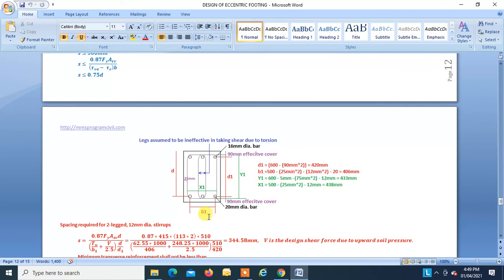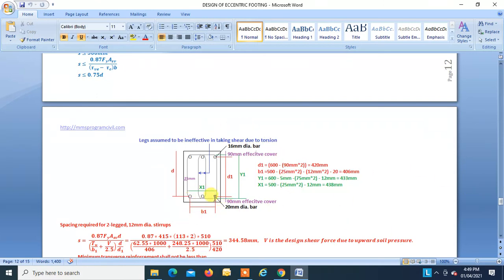What is b1? B1 is the horizontal distance between the center to center of the corner bars. D1 is the vertical distance between center to center of the corner bars. X1 is the horizontal distance between the center to center of the vertical legs of stirrups. Y1 is the vertical distance between the center to center of the horizontal legs of the stirrups. That is what I have found over here. All the details I have shown over here.